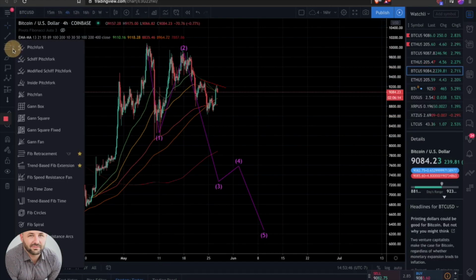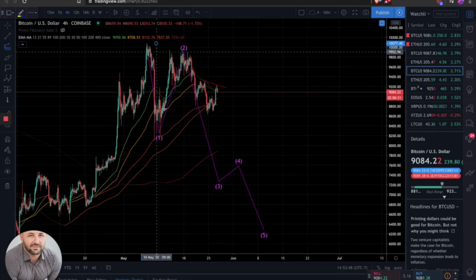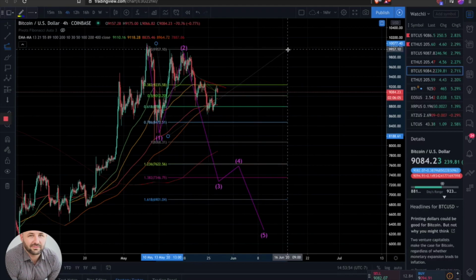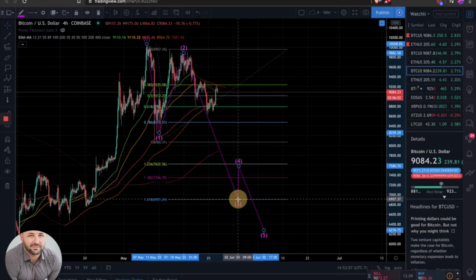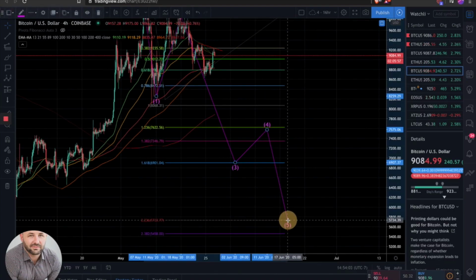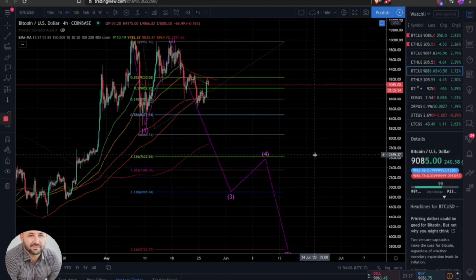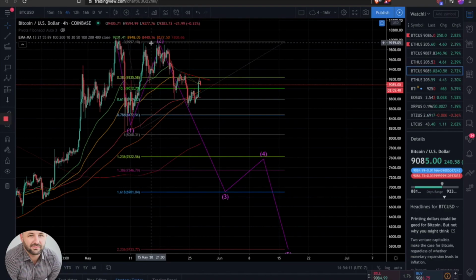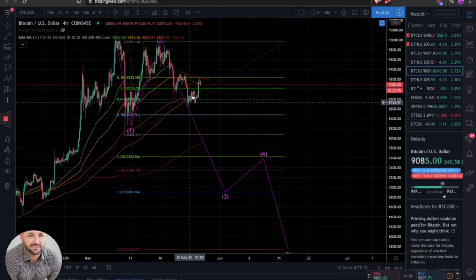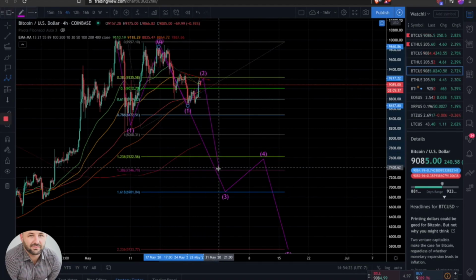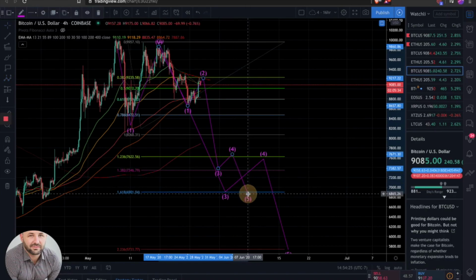Oops, wrong one. Let's try that one more time. Alright, so if that's a wave 1, we would be looking at something like so. So we're basically going to have our wave 1 here. Basically look like a 1, 2, 3, 4, and a 5.